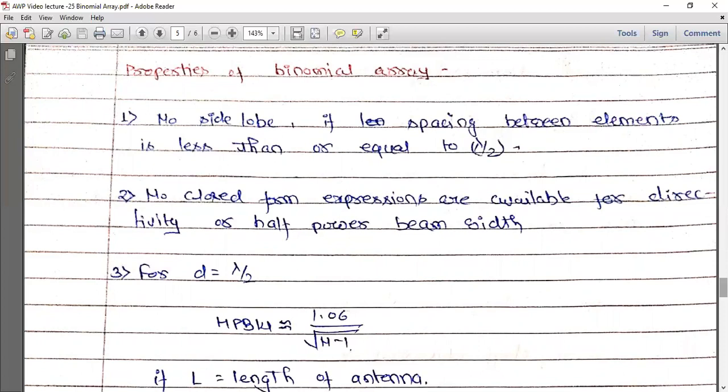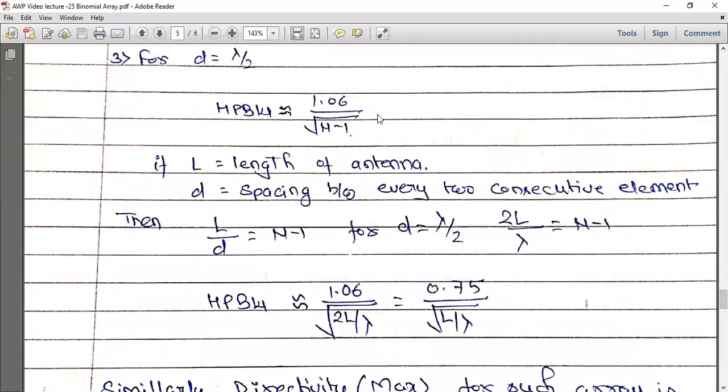The second thing, on the basis of qualitative analysis, is that when D is equal to lambda by 2, the inter-element spacing is lambda by 2, half power beamwidth is given by 1.06 upon square root of n minus 1. I have written this expression here because many times in our examination, we found that there are numericals for finding half power beamwidth of a binomial array with D equal to lambda by 2. Only for this particular case when inter-element spacing is lambda by 2. So in that case, half power beamwidth is given by 1.06 upon square root of n minus 1.